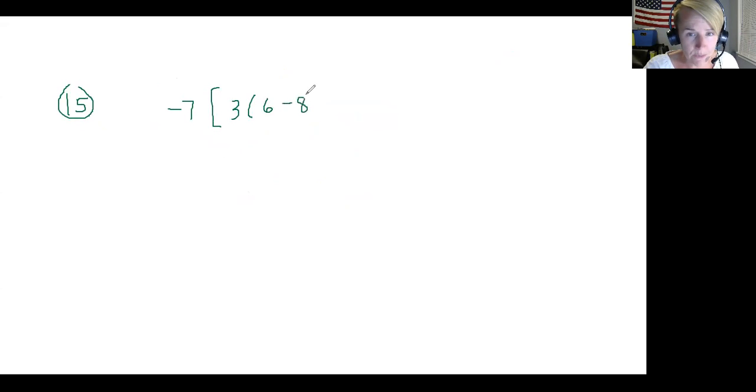If you don't understand this problem when I'm done with it, when I was reviewing 1.7, I did a problem almost just like this. So if it doesn't make sense, go watch that one. Please Excuse My Dear Aunt Sally can help reinforce this problem. So I have to start with parentheses. I've got a bracket here, and I've also got a smaller parenthesis, and we always say we have to start inside out. So we're just going to start with 6 minus 8.